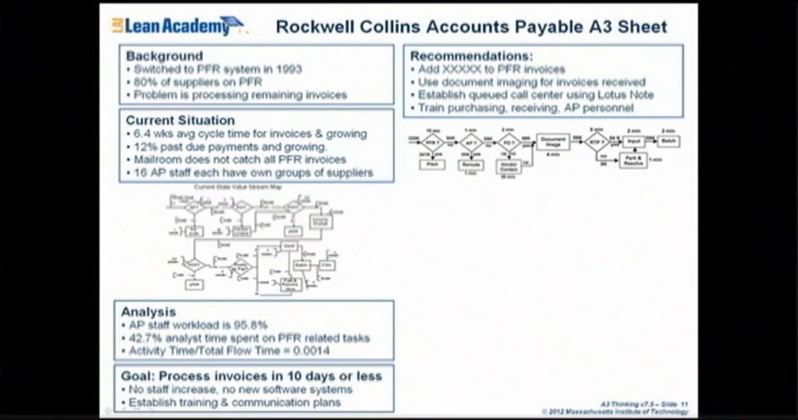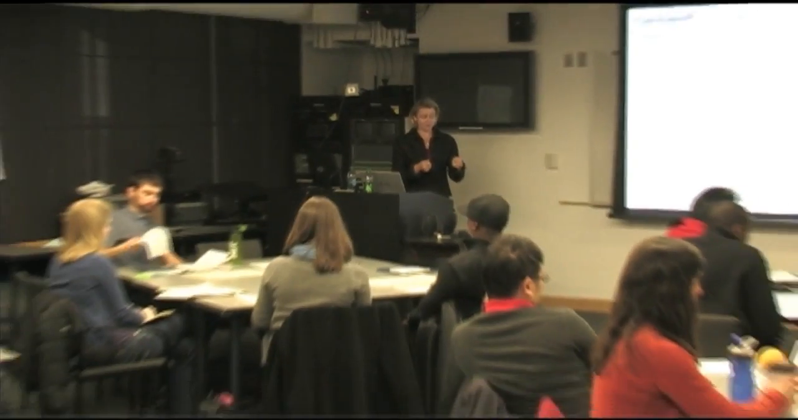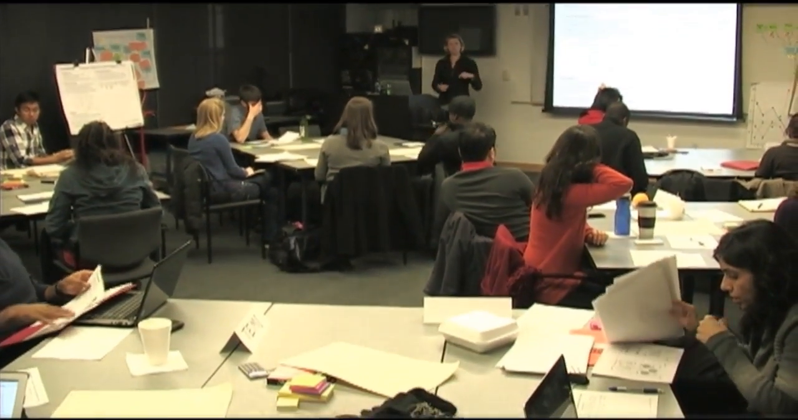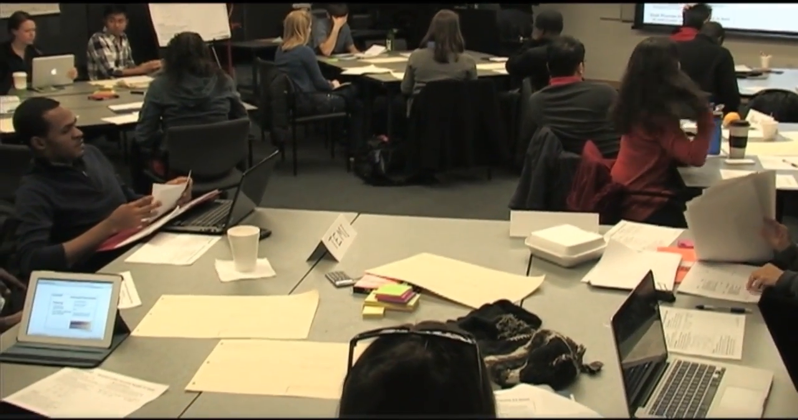All right, so now let's move into our exercise for this module, which is taking the Rockwell Collins accounts payable case study, and we're going to use that to create an A3 sheet on what we should do to try to solve some of the problems that Rockwell is encountering. So on your table, you'll each have a small size of these so you can refer to it, and then each of the groups has a larger version up on the easel charts.